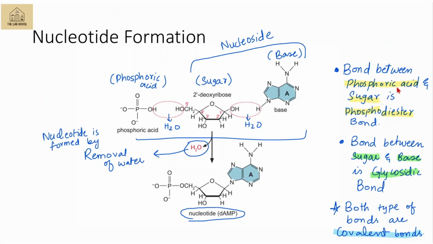The bond between phosphoric acid and sugar is the phosphodiester bond that will be formed here, and the bond between sugar and base that will form here is the glycosidic bond. Both types of bonds are covalent bonds.